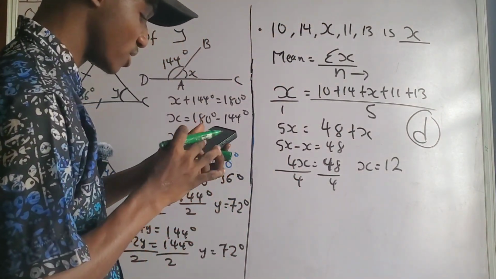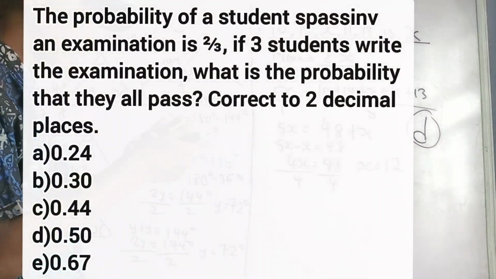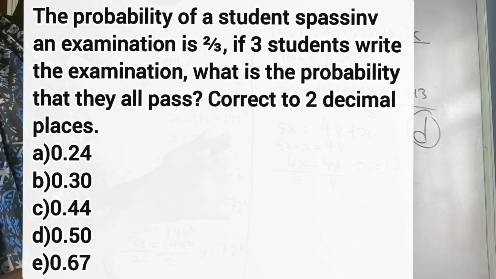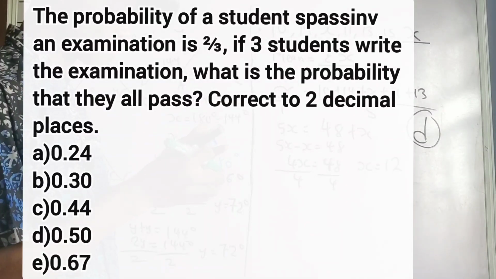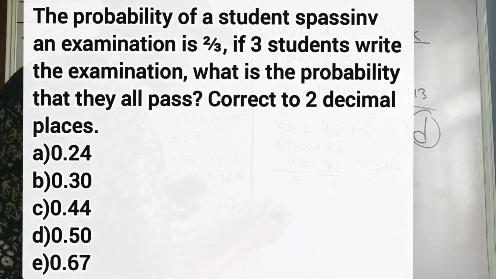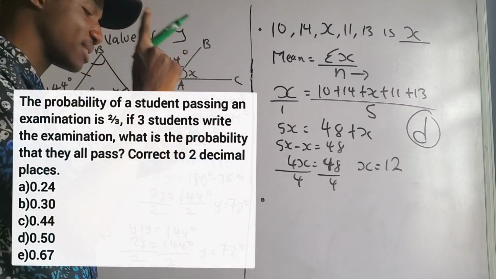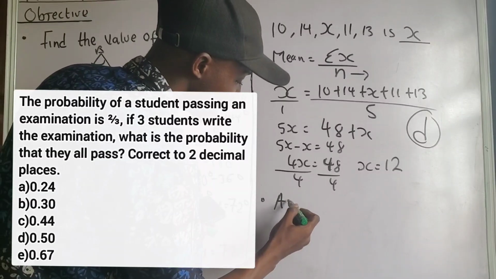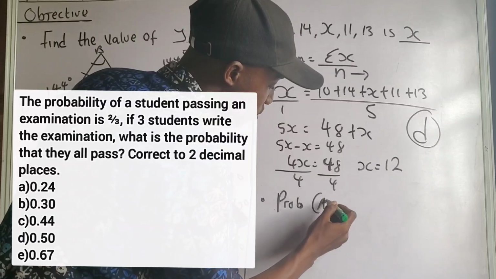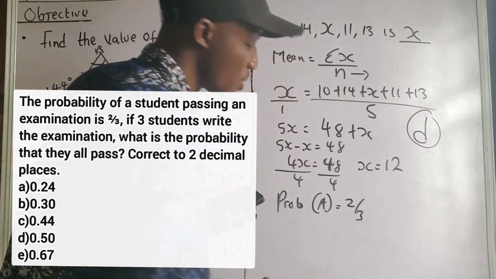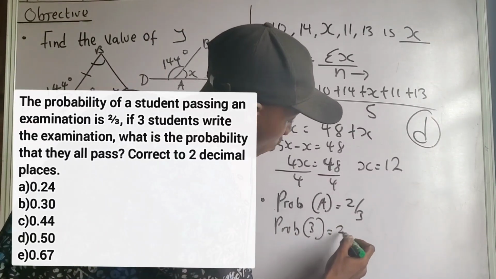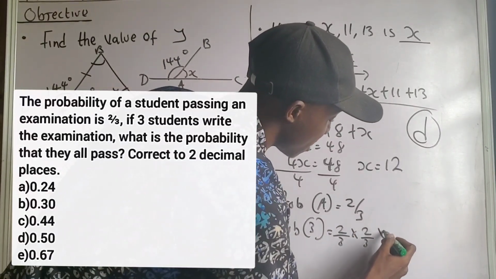Okay, let us progress. The probability of a student passing an examination is 2 over 3. If 3 students write the examination, what is the probability that they all pass? Correct to 2 decimal places. The probability of a single student passing is 2 over 3. Now we are asked to find the probability of 3 students passing the examination. That will be 2 over 3 times 2 over 3 times 2 over 3.